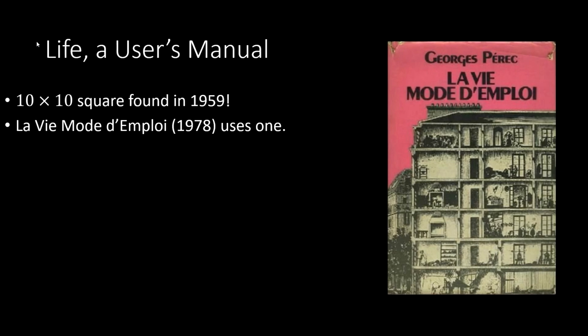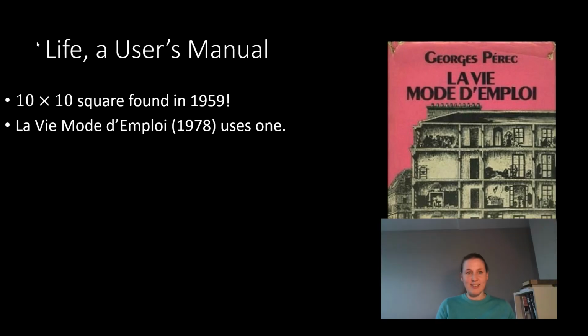There do exist 10 by 10 Latin squares. This was found in 1959, published in Scientific American. The front cover of Scientific American in, I think, November 1959 had a 10 by 10 orthogonal Latin square. Georges Perec used such an object in his book Life, A User's Manual, in 1978. And it's got a lovely, lovely structure.